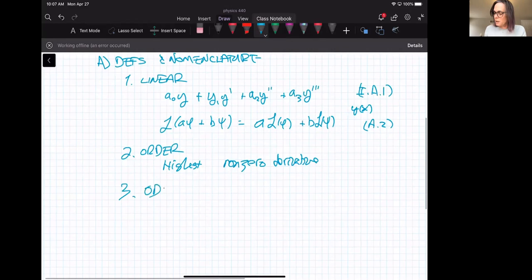And then we have ODEs and PDEs. You all know what these are, right? So the reason why I bring this up is that there are different classes in particular of partial differential equations that we'll look at in the next couple of weeks.